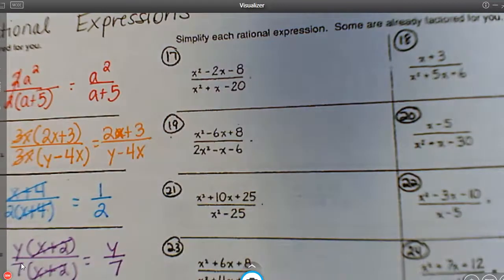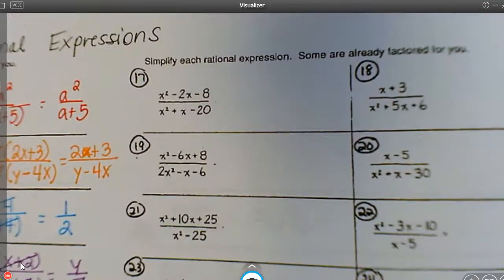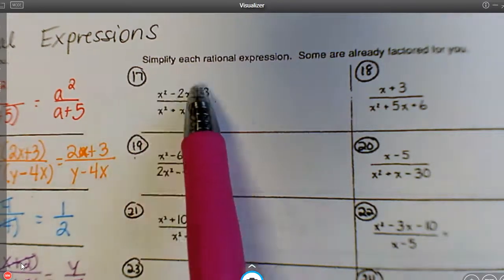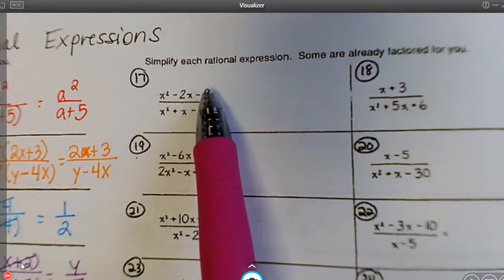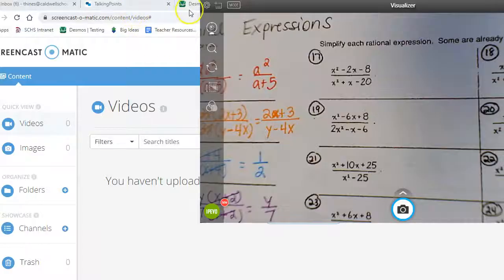Okay, so let's look at this next section. It's a little different because a lot of these look like trinomials. And what happens with trinomials is that there's not necessarily a greatest common factor. So looking at number 17 on the top, there's nothing that goes into all three of those. Same on the bottom. Well, we have been factoring these before, and so that's what we're going to look at next.